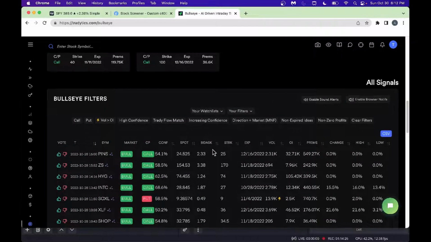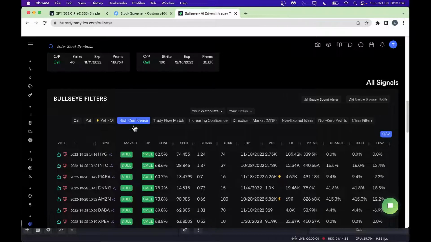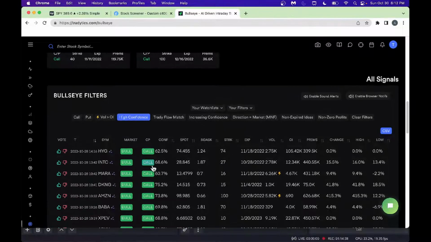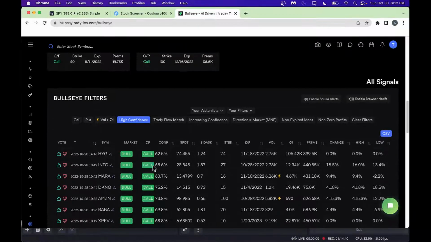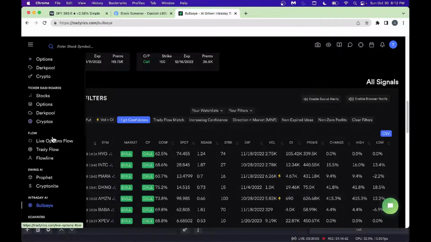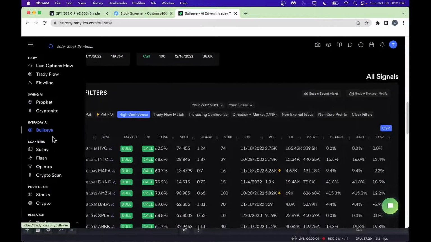And here also one more thing you can look at here. There is all these filters. If you just want to look at the high confidence, you could look at just high confidence here and click on it. You'll get only the high confidence ones here. You could trade along and go from there. All right, so let's go in here and look at a few more.